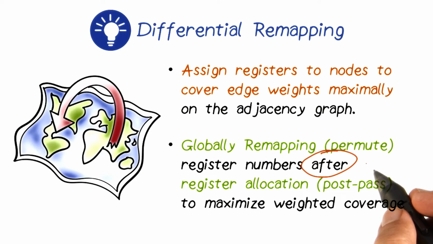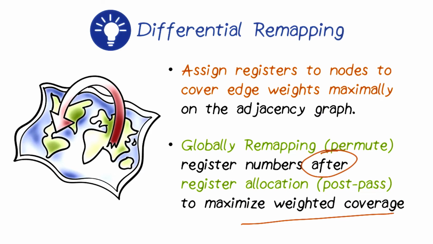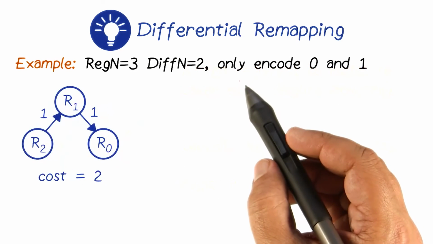So many times we'll have to redo certain numbers, we'll have to remap the registers, use one register at a later point, another register at an earlier point, so that the sequence is kind of different, and using that you can maximize the coverage. That is the key idea here. So now let us take this example.